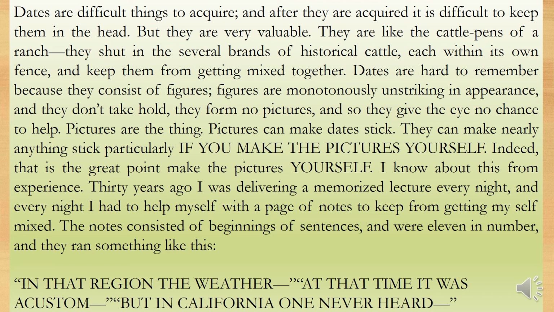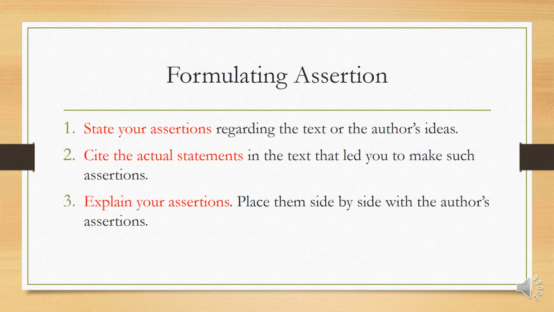Now, after reading a text and identifying the author's assertions, you can formulate your own assertions regarding the text and the author's idea. Your assertions can be about the content and organization of the text. And also, your assertions can express your agreement or disagreement with the author's assertion. Now, when you formulate your own assertions, you should cite textual evidence to support the assertions you make. Take note of the textual evidence, okay?